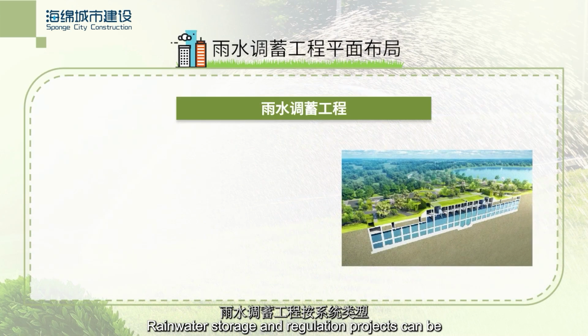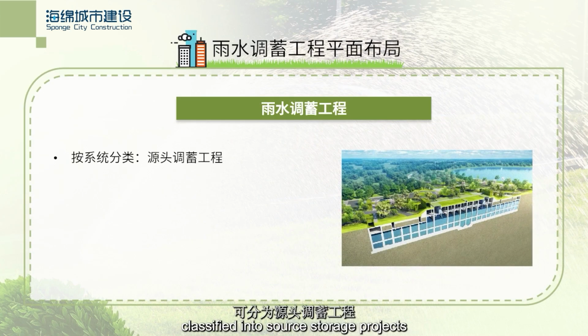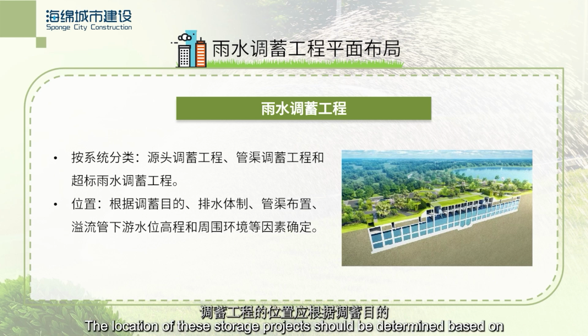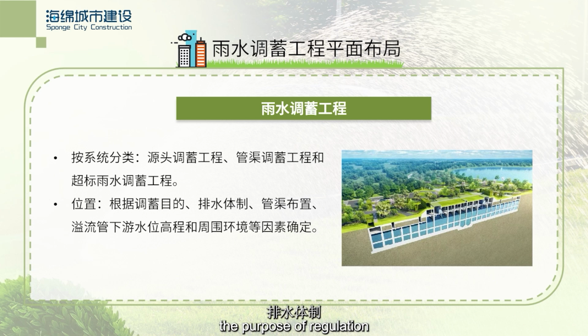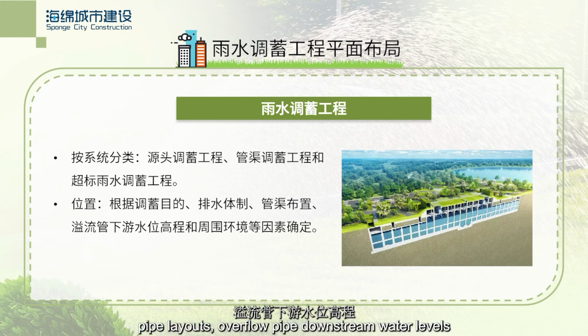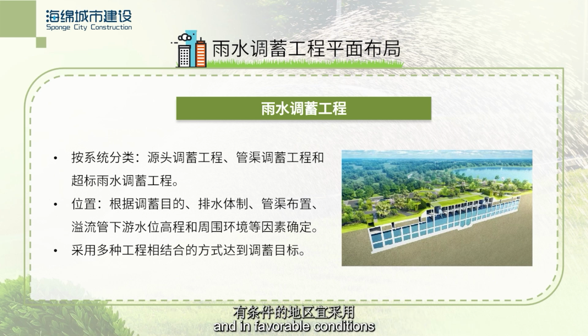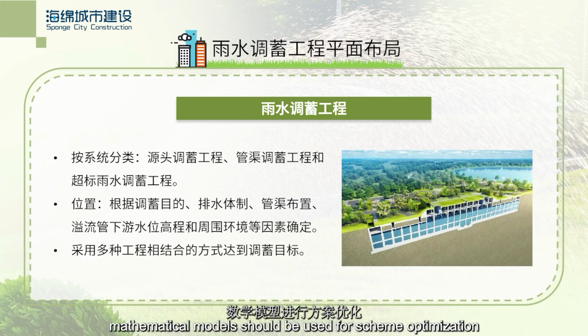Rainwater storage and regulation projects can be classified into source storage projects, pipe drainage storage projects, and excess rainwater storage projects. The location of these storage projects should be determined based on the purpose of regulation, drainage systems, pipe layouts, overflow pipe downstream water levels, and the surrounding environments. Various engineering methods can be combined to achieve storage goals. And in favorable conditions, mathematical models should be used for scheme optimization.